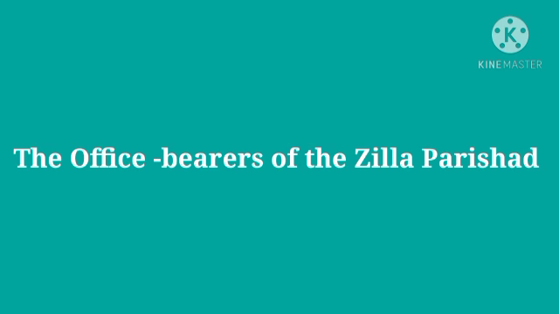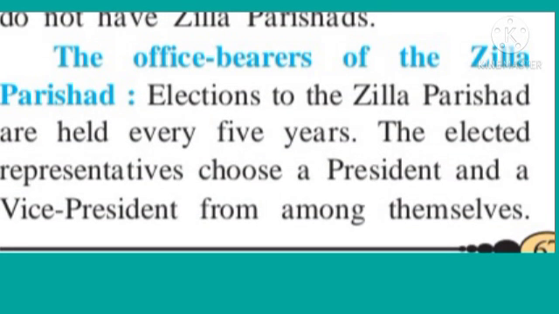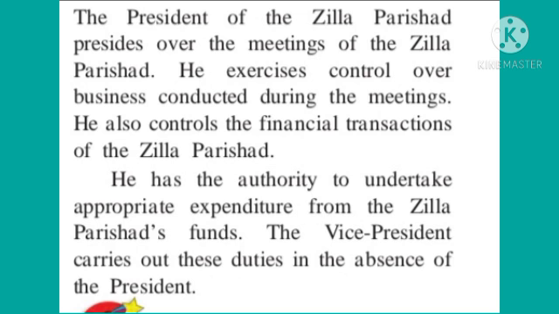The office bearers of the Zilla Parishad. Elections to the Zilla Parishad are held every 5 years. The elected representatives choose a president and a vice president from among themselves. The president presides over the meetings of the Zilla Parishad and exercises control over the business conducted during the meeting. He also controls the financial transactions of the Zilla Parishad. He has the authority to undertake appropriate expenditures from the Zilla Parishad's fund. The vice president carries out these duties in the absence of the president.